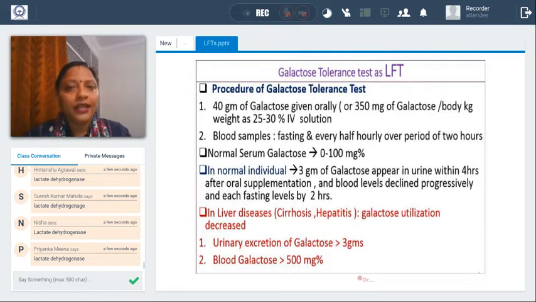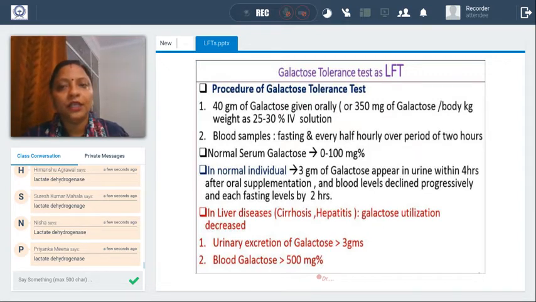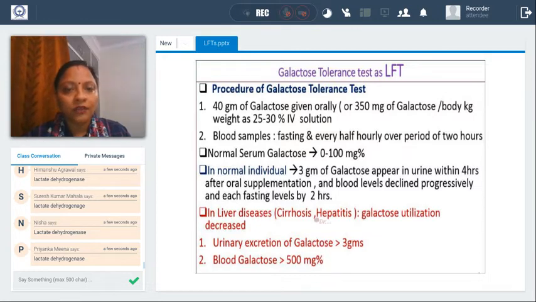Next test is galactose tolerance test. What is the procedure of galactose tolerance test? You can see here 40 gram of galactose given orally, or 350 milligram of galactose per kg body weight. We give an IV solution. Then we will take the sample fasting and every half hourly over a period of 2 hours. Then compare with the normal galactose level.